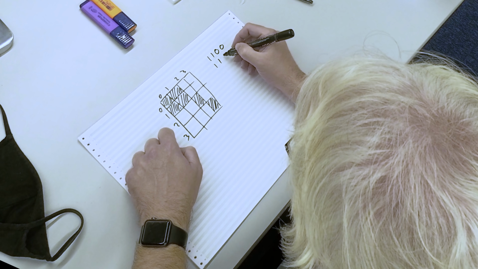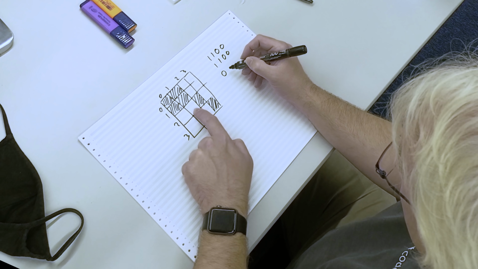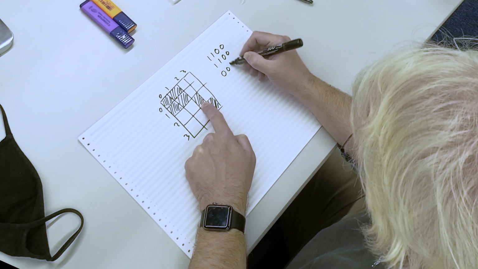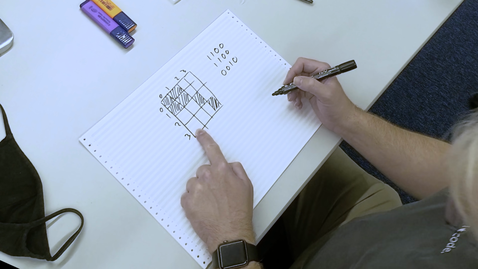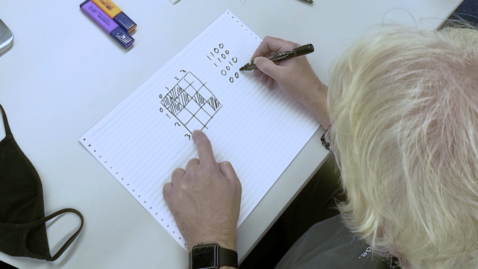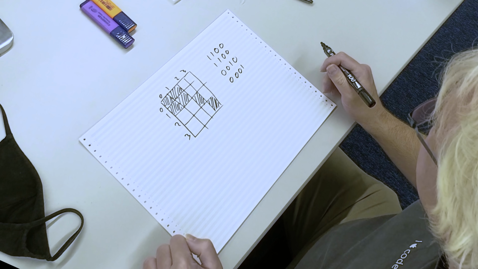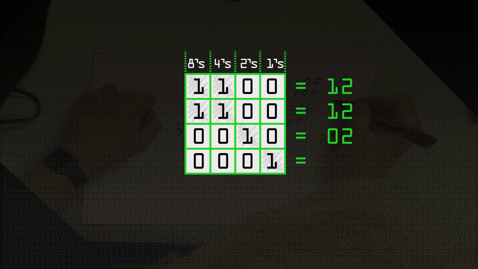Next line's exactly the same. And then we can do the same again for this line, not set, not set, so 0, 0, set, that's a 1, not set, that's a 0. And we've got an interesting pattern. I don't know what it is. And then on the last line, not set, not set, not set, set. And so we can convert the patterns that we've created into a binary number, and then we could store that in the computer's memory. So this would be the equivalent of, what's that? That's 12, 12, 2, and 1. And we could store them in the computer's memory.